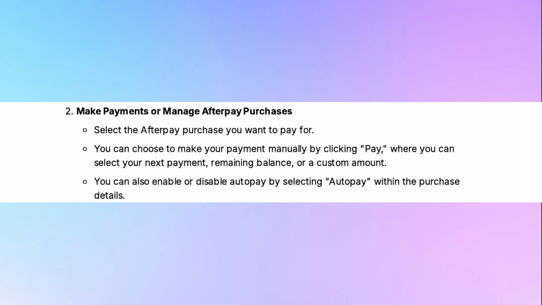Select the Afterpay purchase you want to pay for, and you can choose to make your payment manually by clicking the Pay button, where you can select your next payment, remaining balance, or a custom amount. You can also enable or disable autopay by selecting autopay within the purchase details.